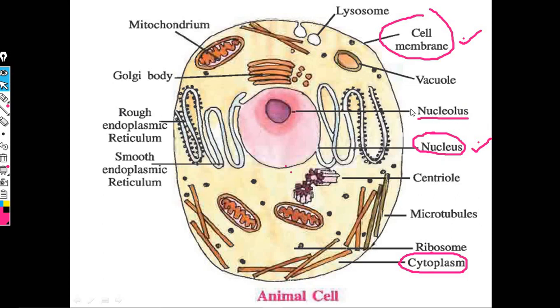A normal cell has one nucleolus, right? But in some cases, different animal cells have different numbers of nucleoli. For example, a human cell has 5 nucleoli. The singular is called a nucleolus, and if there is more than one, we call them nucleoli. So 5 nucleoli are present in a human cell.